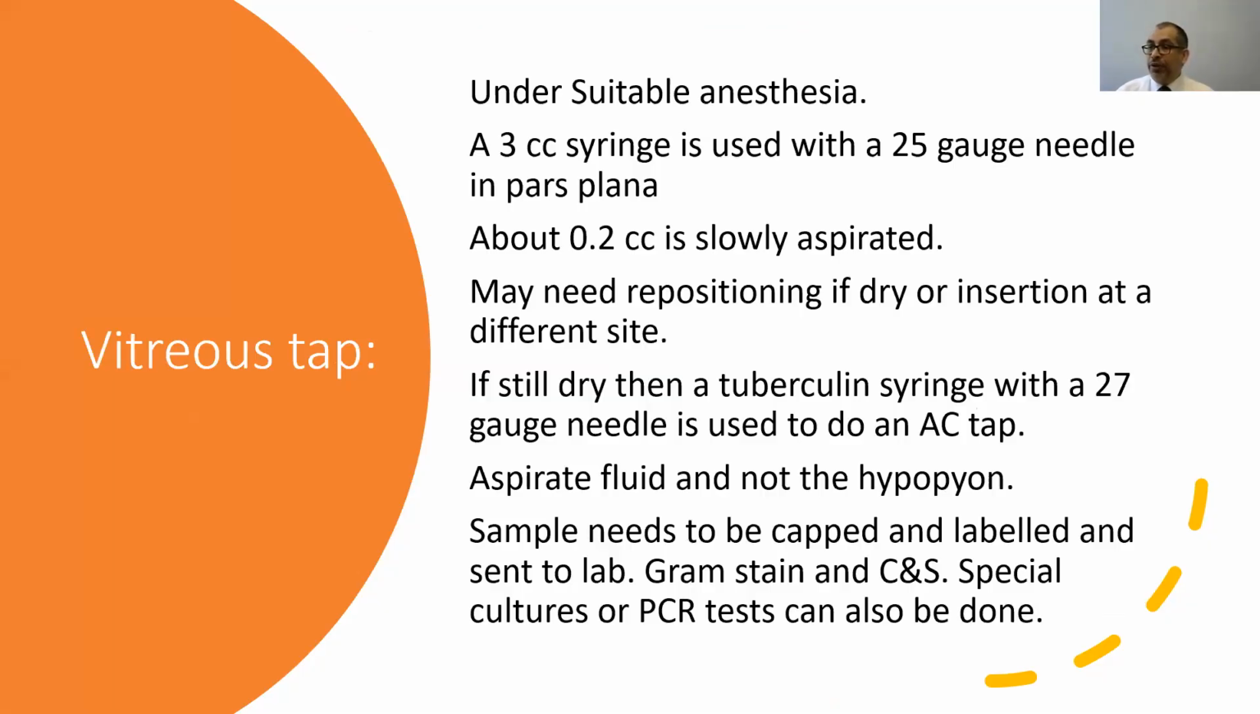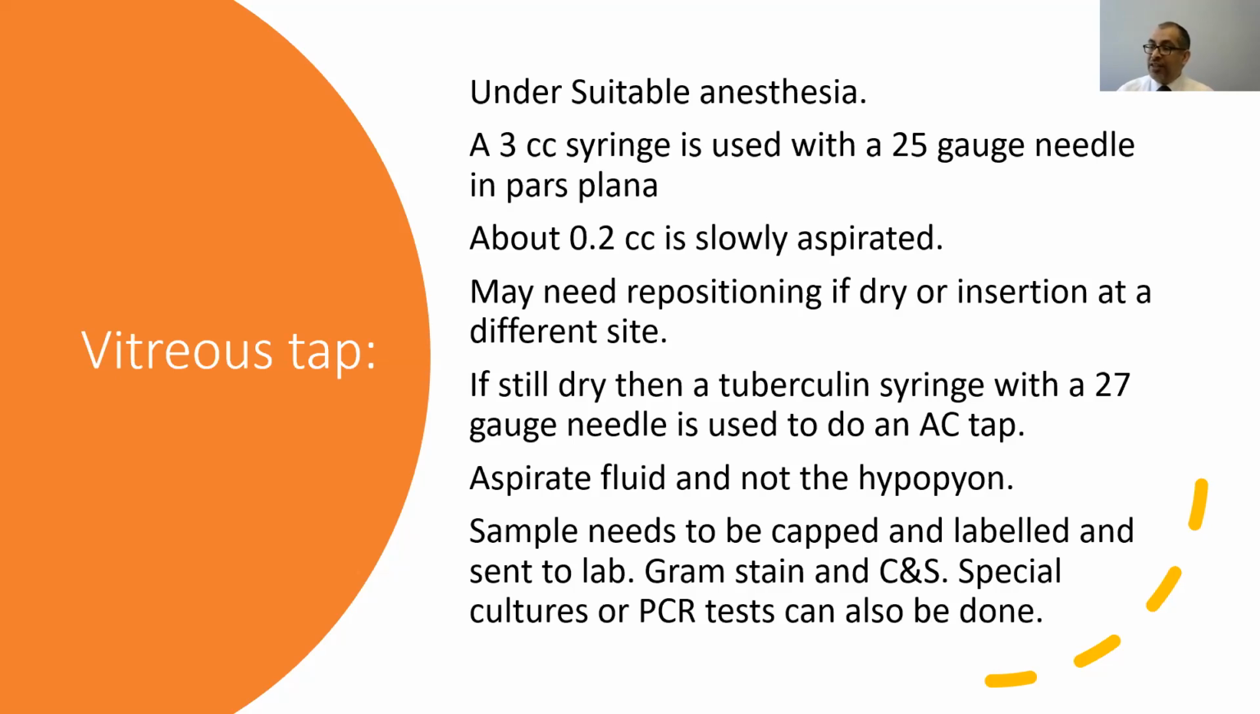And a quick couple of words about the technique I use. I do a tap with a 3 cc syringe and a 25 gauge needle in the pars plana. I usually do subconjunctival anesthesia, but if the patient is very sensitive and very inflamed, sometimes we do retrobulbar anesthesia in the office. We aspirate 0.2 cc. Sometimes we get a dry tap and it's really tough to get fluid, and you have to reposition the tip of the needle, back up a little bit, or move it into a different spot in the vitreous cavity.